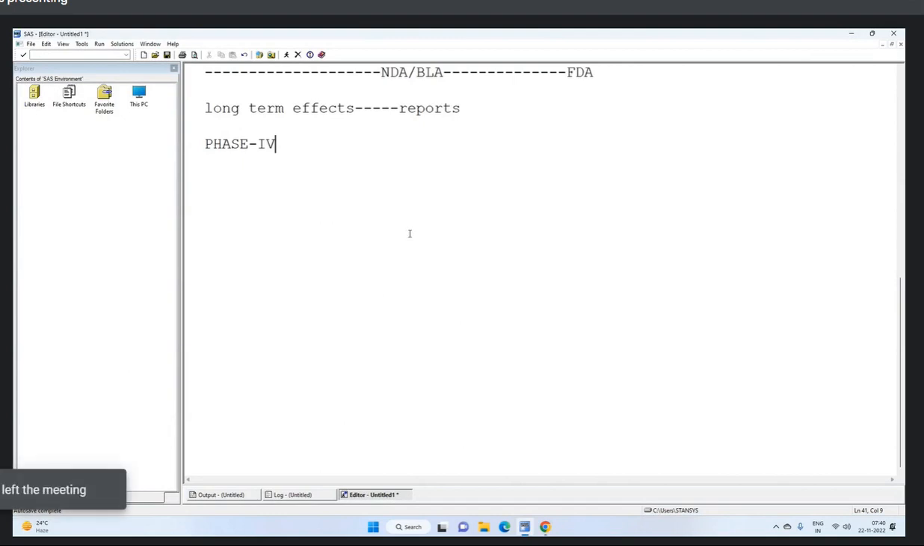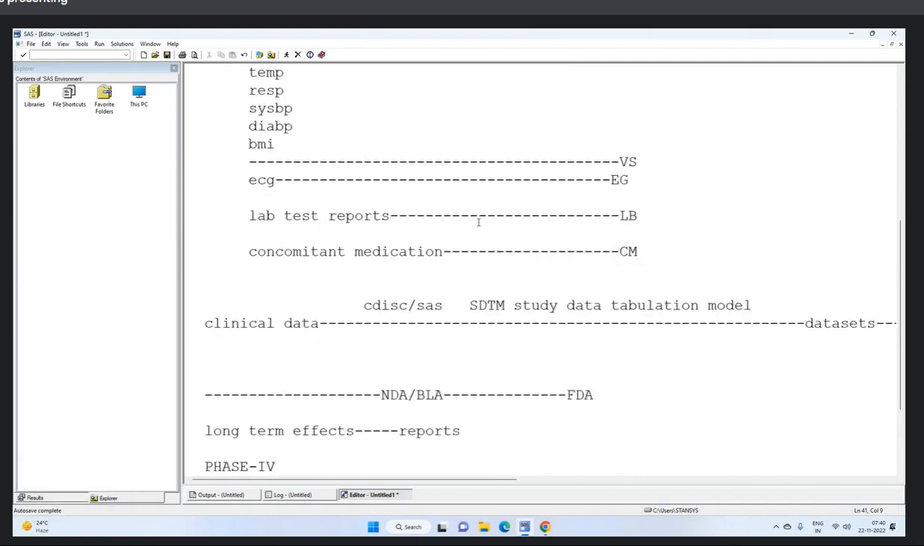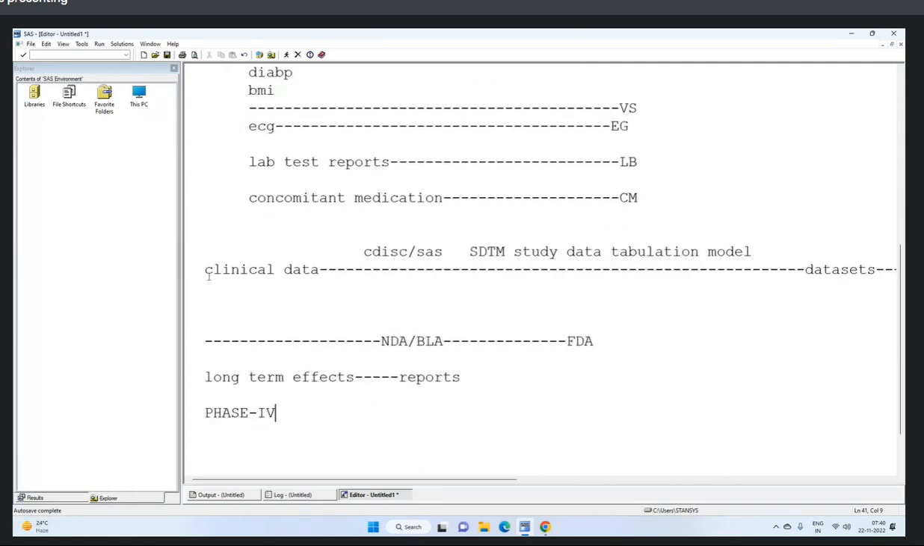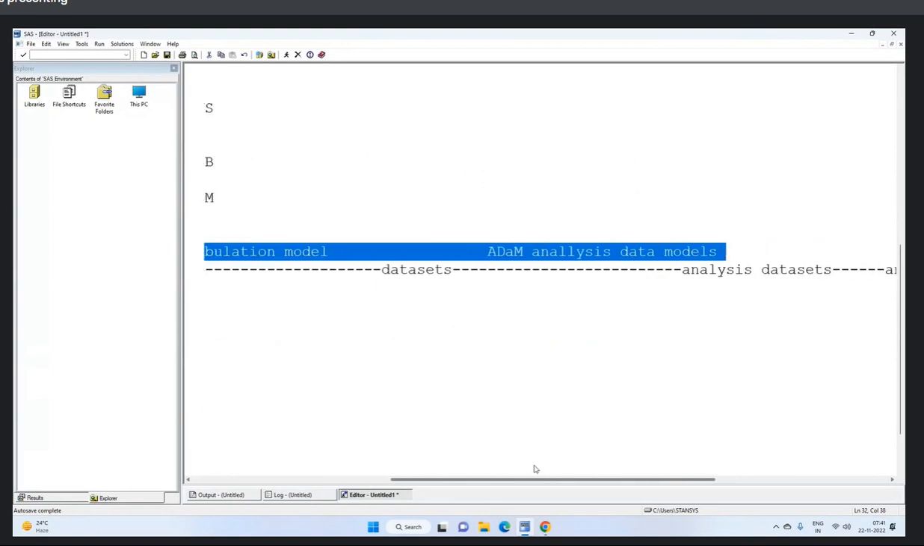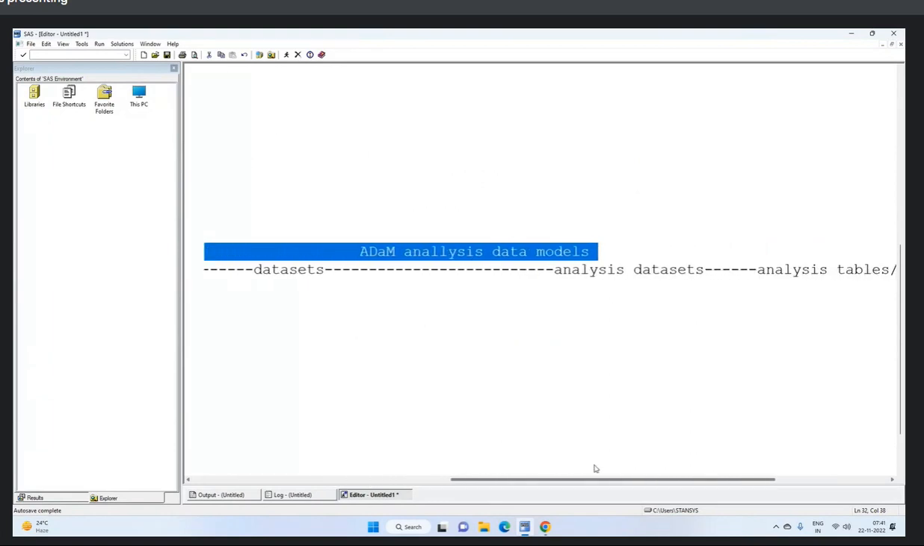Now, as a SAS programmer, it's your duty to transform whatever clinical trial data we have into SDTM datasets, and again transform those SDTM datasets into ADaM datasets, analysis datasets. And from that, we have to analyze the data and submit the tables, listings, and figures.